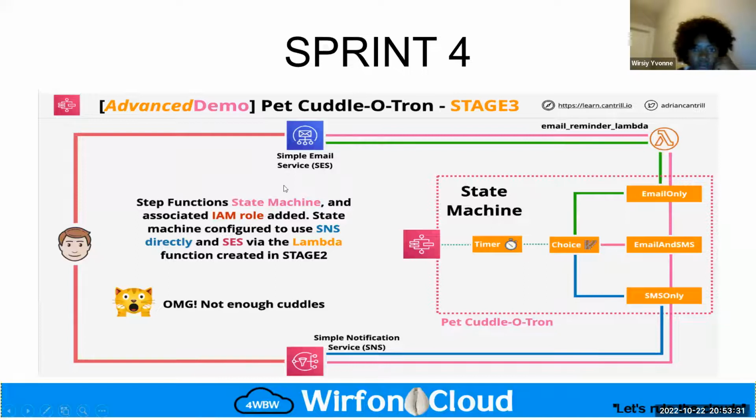So this is the architecture of our fourth sprint. And like I said, here we created a state machine, and it communicated directly with the SNS notification service. And here you still have the Lambda function. You still have everything like before. It's only that we added the state machine and the timer and the choices. So it will either choose the email only, the email and the SMS, or the SMS only.